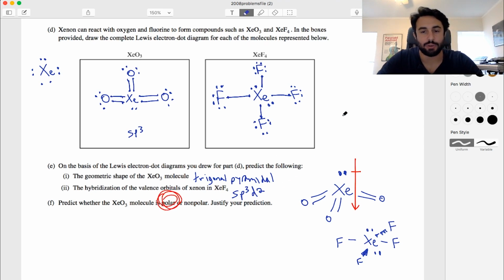Okay, so we looked at a lot of things. We looked at ionization energies. We looked at Lewis diagrams, VSEPR theory, hybridization, and finally polarity. So that's a good one for these xenon compounds.